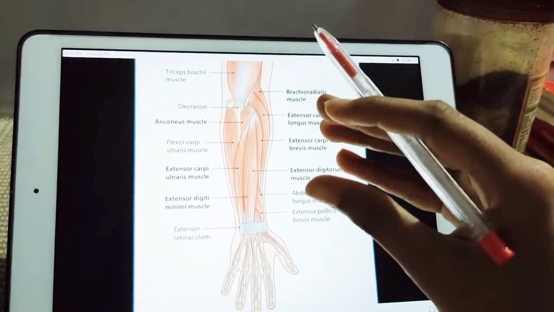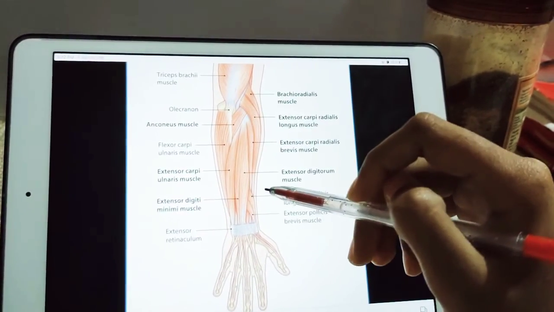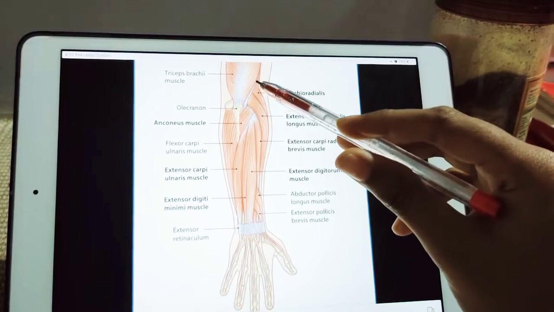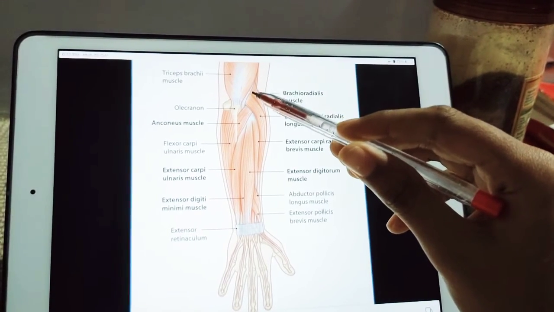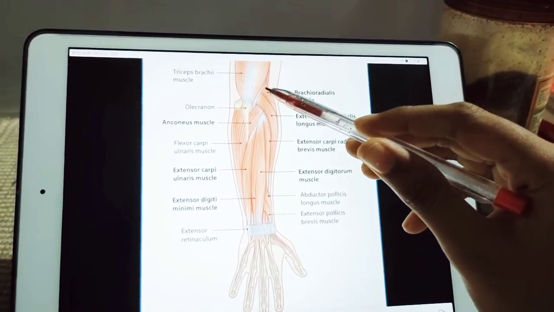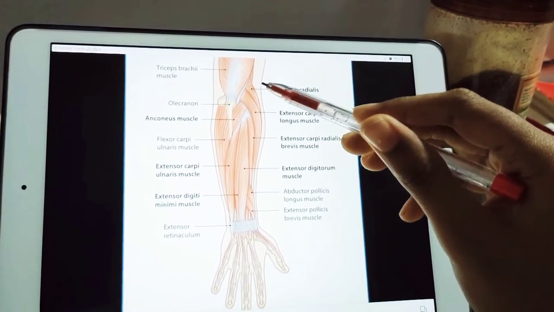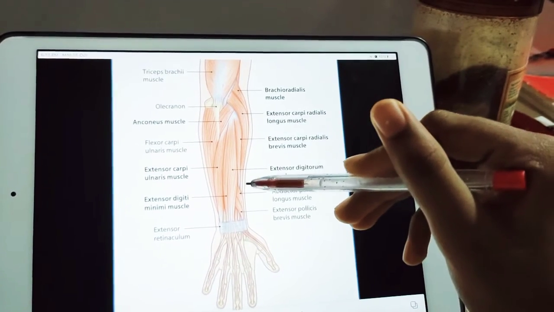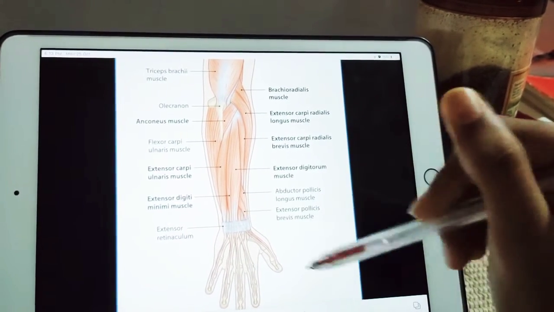So as I said, some exceptions are there. That is for your brachioradialis, because it is not coming from the lateral epicondyle of humerus, but instead it is coming from the supracondylar ridge, lateral supracondylar ridge of the humerus, especially the upper 2/3 part. And it is getting inserted into the base of the styloid process, see, base of the styloid process of your radius.